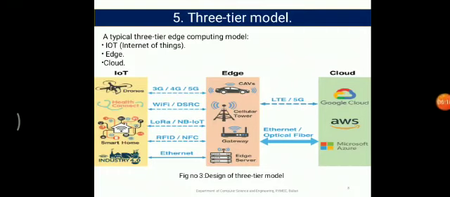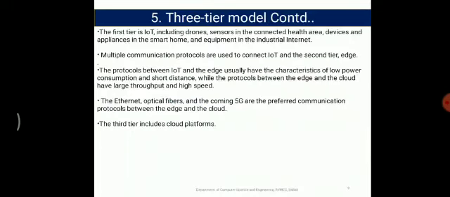Next is the three-tier model. The typical three-tier model consists of three tiers. The first one is the IoT tier, the second is edge, and the last one is cloud. The first tier is the IoT, which includes drones, sensors, health-connected devices and applications in the smartphone, and equipment in the industrial internet. The second tier, edge, includes the cellular network, gateways, and edge server. We have discussed what an edge server is in the previous slides. It resides between two networks, the private network and the internet.